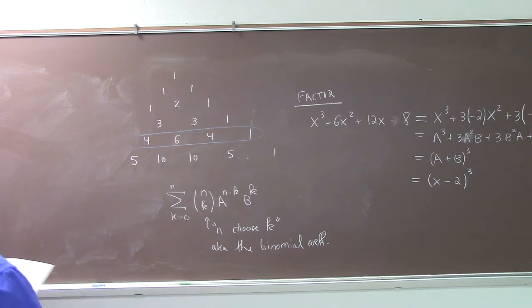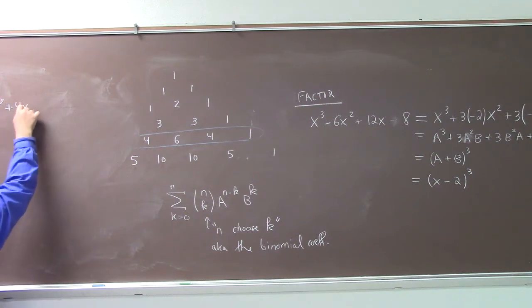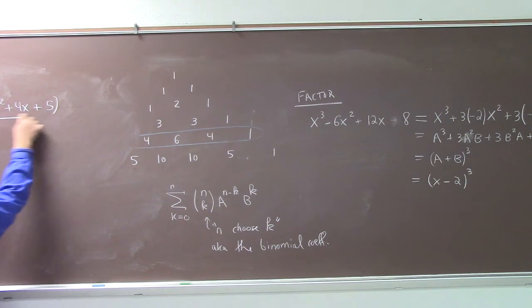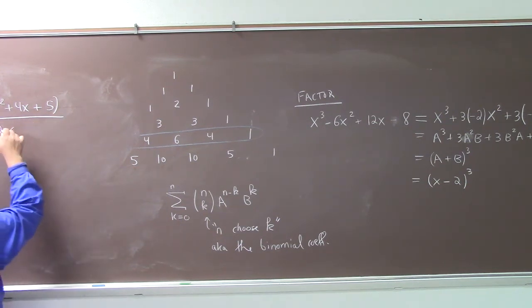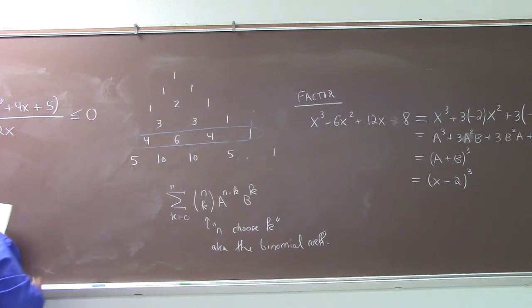Here's an example, 1.7.4. We've got x squared plus 3x times x squared plus 4x plus 5, divided by x squared minus 2x. And we're supposed to solve this inequality, figure out where it's less than or equal to 0.